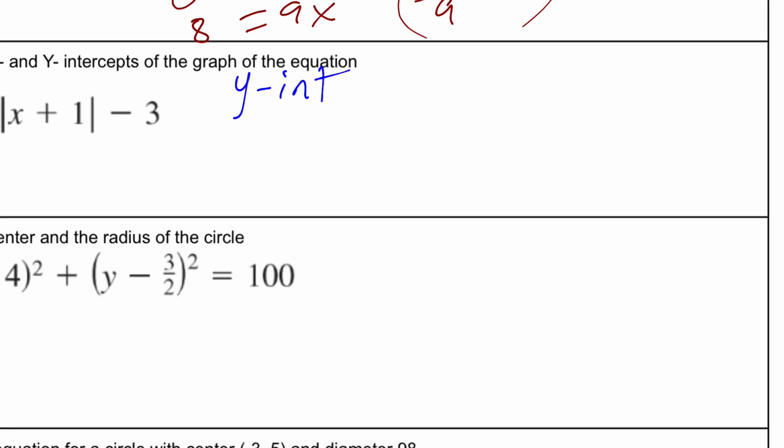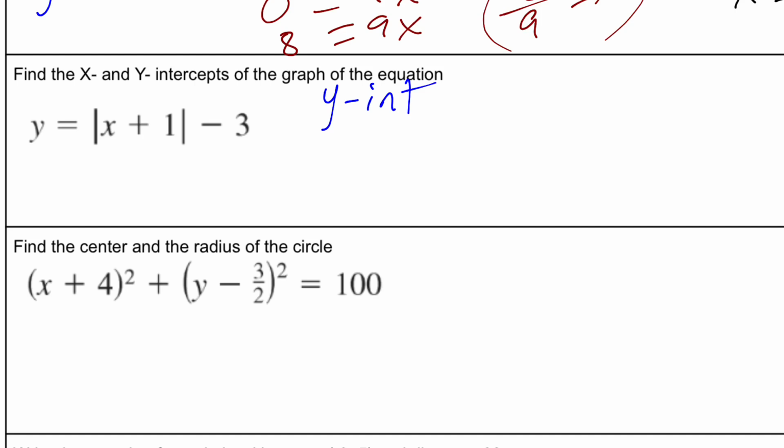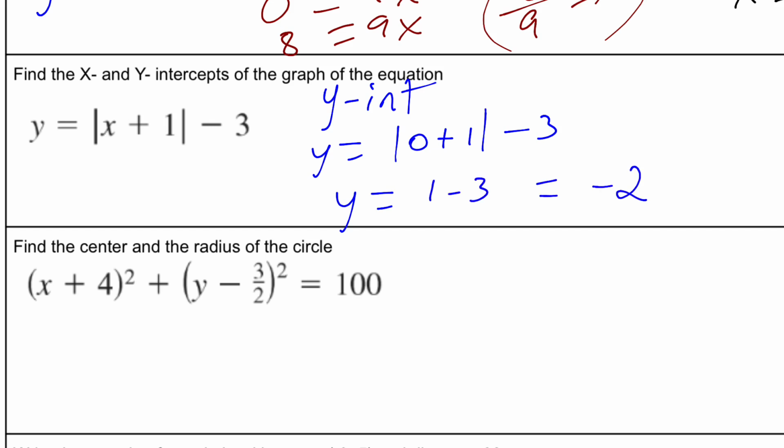To find the y-intercept, you plug in 0 for x. So this would be y is equal to 0 plus 1 minus 3. And that's the same thing as 1 minus 3 or negative 2. There's your y-intercept. When you take the 0 plus 1, it always comes out positive, so it just stays as 1, and then you subtract 3.